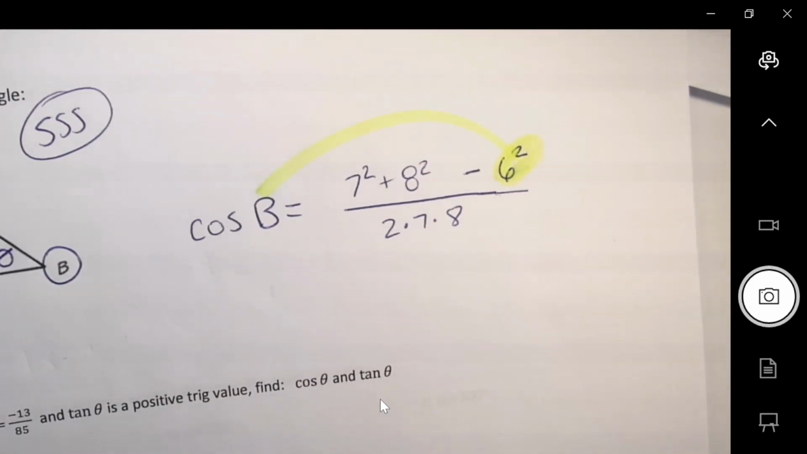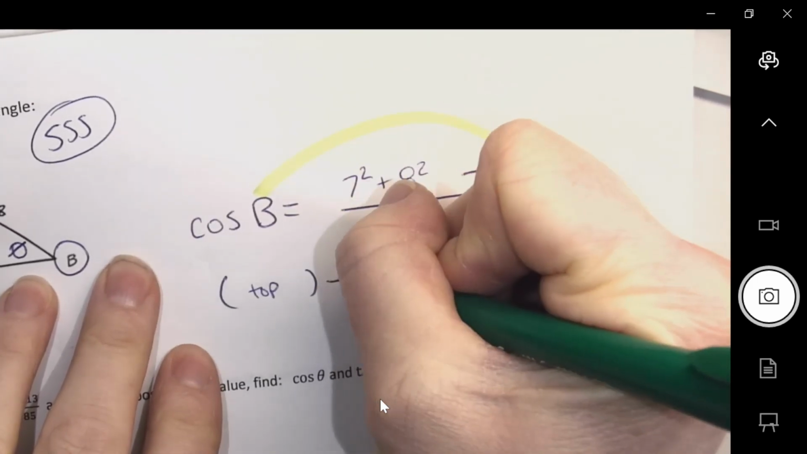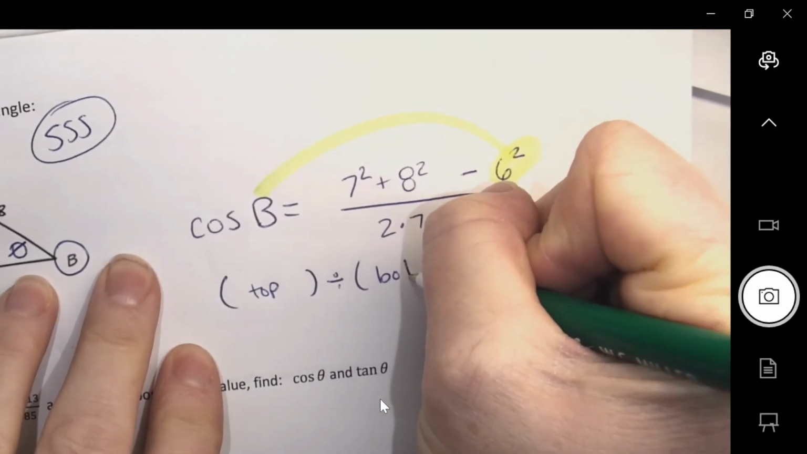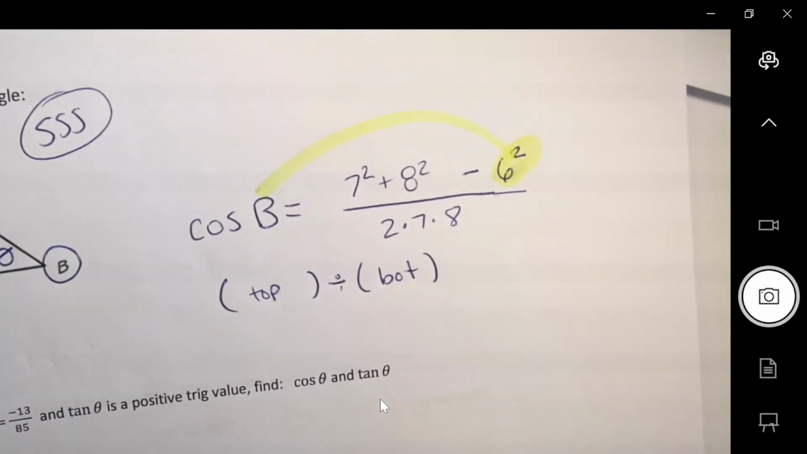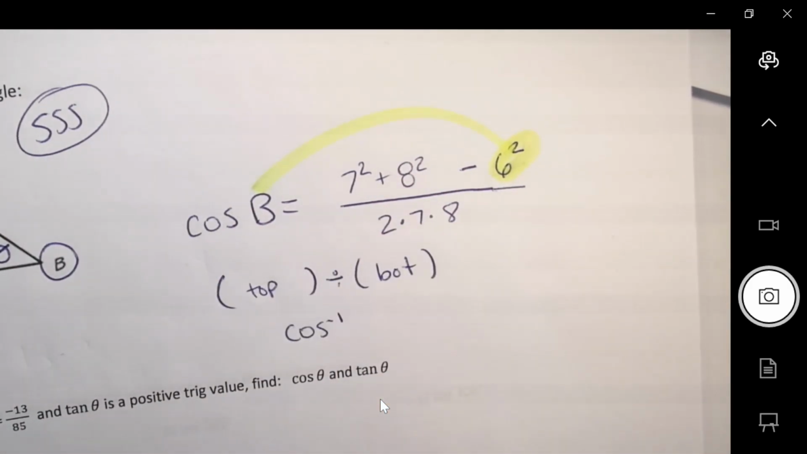Okay, so that's one important thing on this. Next is your calculator steps are important. If you try to type this in all at once, it's going to go wrong. You need to write the top divided by the bottom in brackets like that. The top stuff divided by the bottom stuff. And then you're going to need to cos inverse because it's an angle.